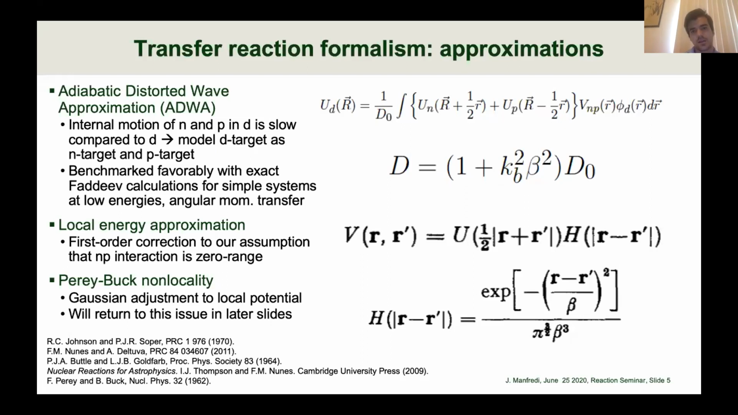Lastly, the last important approximation we make is in terms of the non-locality in the system. So our approach is to use Perey-Buck, which has been around since the 60s. Basically, you take your potential and there's this correction H, which basically just applies a Gaussian adjustment to your local potential U to include effects of non-locality. I'm going to talk about this more in later slides, so I'm going to defer any more discussion for right now.